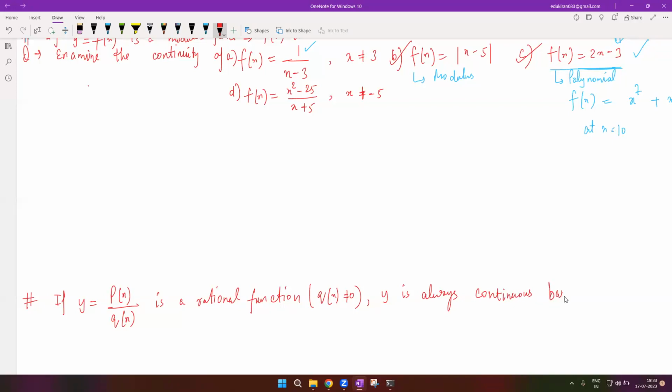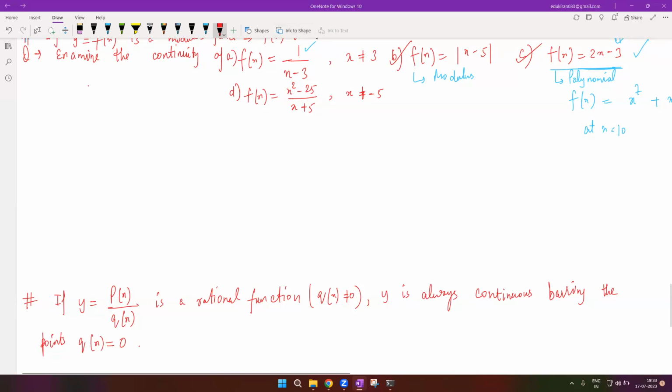Barring the points, you just have to exclude the points where your denominator is 0. Barring the points where q(x) is equal to 0. So just leave those points where q(x) is 0. Other than that, at all points, it will be continuous. You don't need to check.